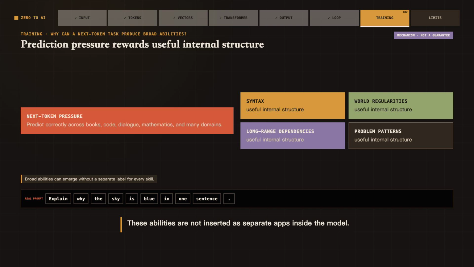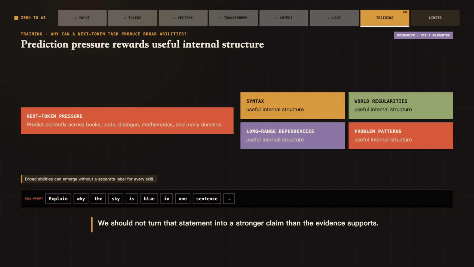These abilities are not inserted as separate apps inside the model. They arise from parameters that support accurate prediction across many contexts, followed by post-training that shapes how the model responds to users. We should not turn that statement into a stronger claim than the evidence supports. Predictive competence is not proof that the model experiences meaning as a person does, and strong average performance does not guarantee correctness on a particular prompt.